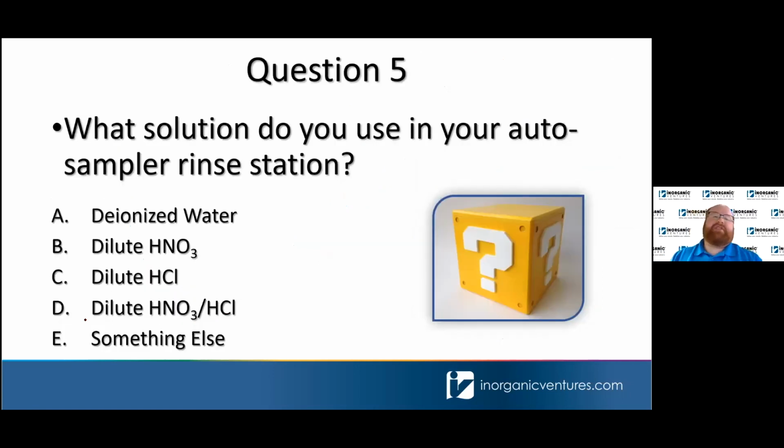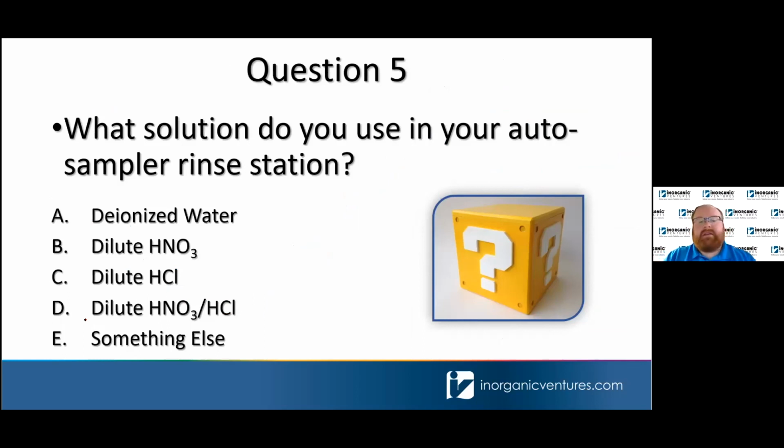So I've got another question for you. Question number 5. This is the last one. Making sure you all are still awake. What solution do you use in your autosampler rinse station? Deionized water, dilute nitric, dilute HCl, or do you use a mixture of nitric and HCl or something else?